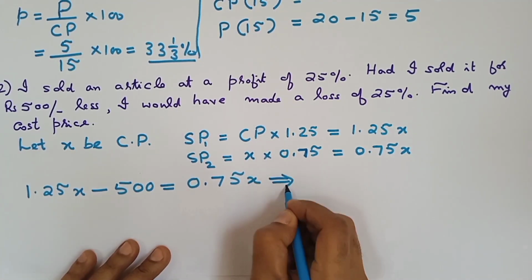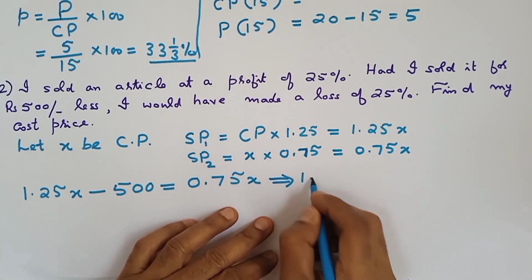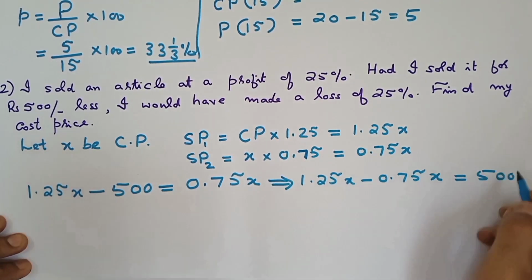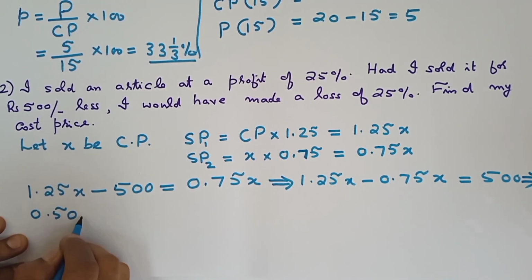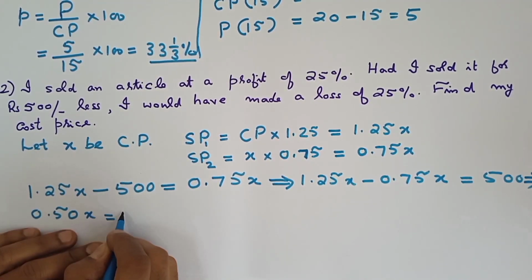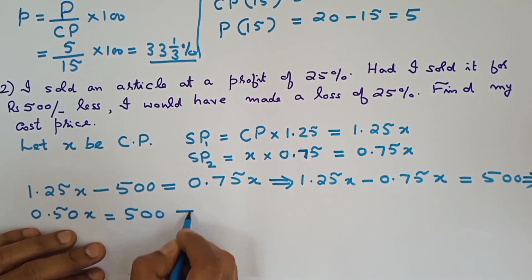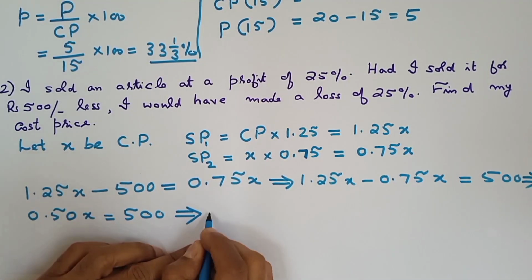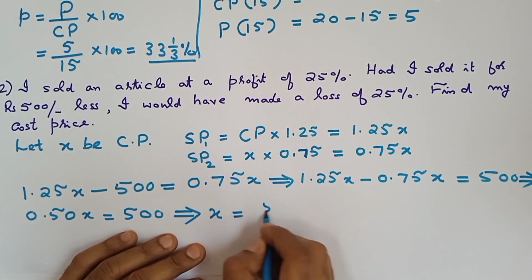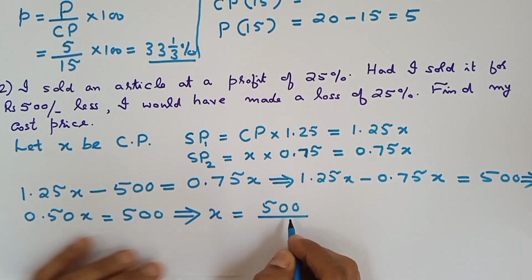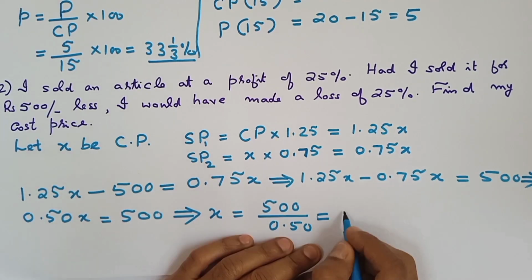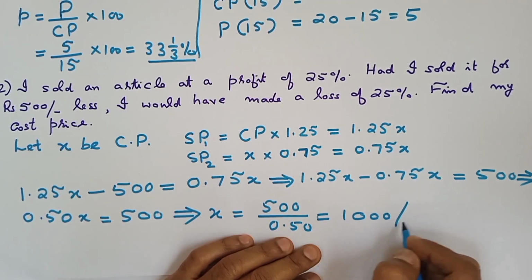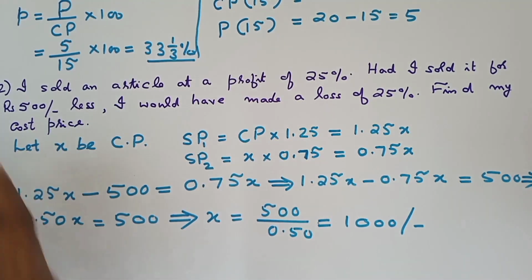Now you just solve for it. Take this to the left side. Now this comes to 1000 rupees, my cost price, right? That is the final answer to that question.